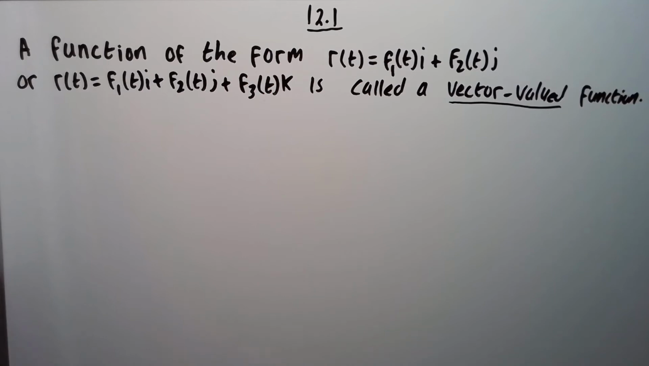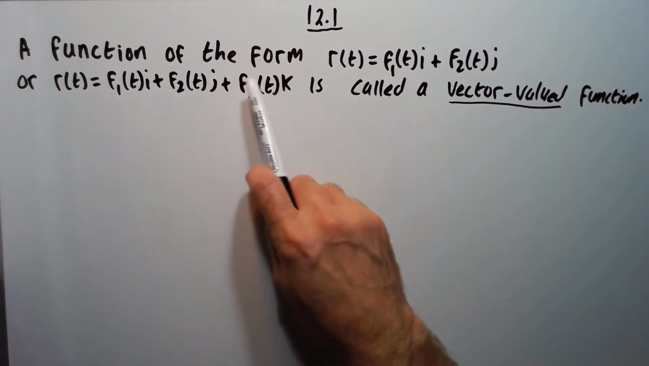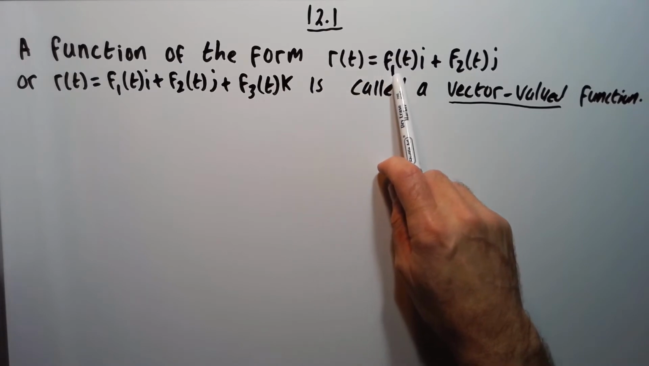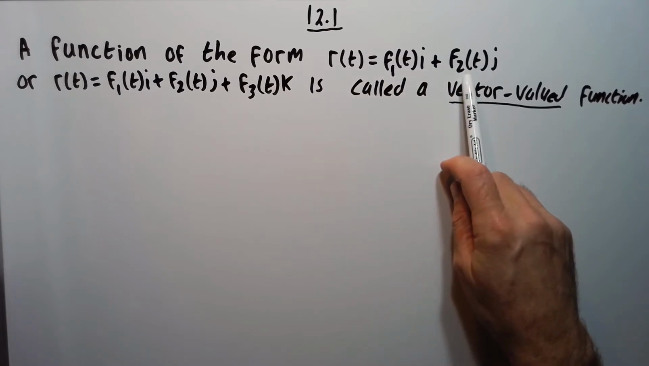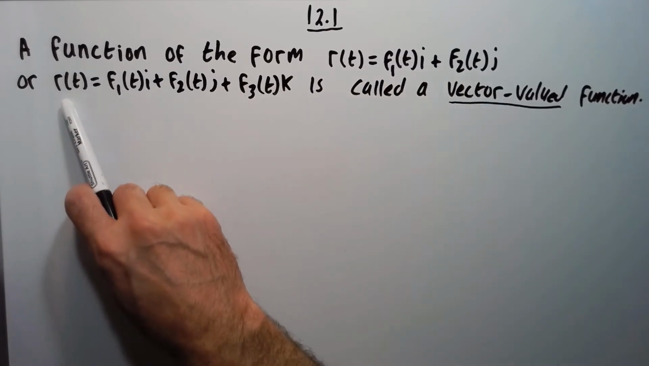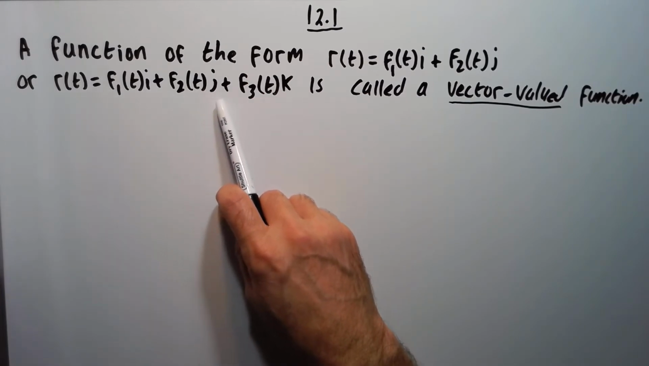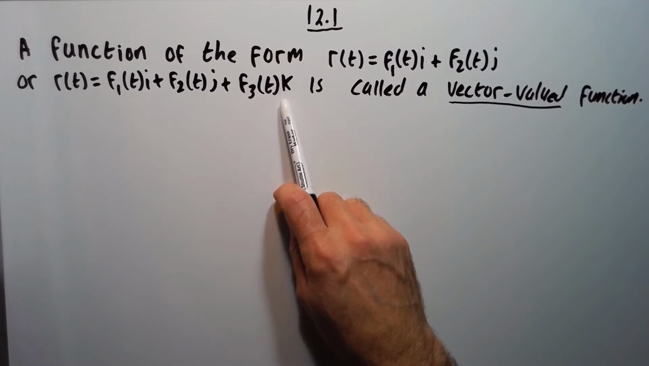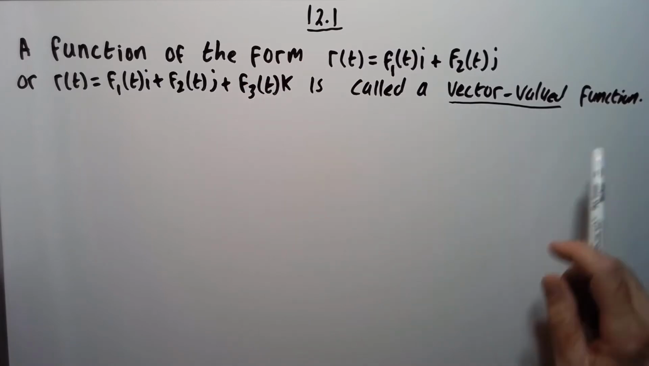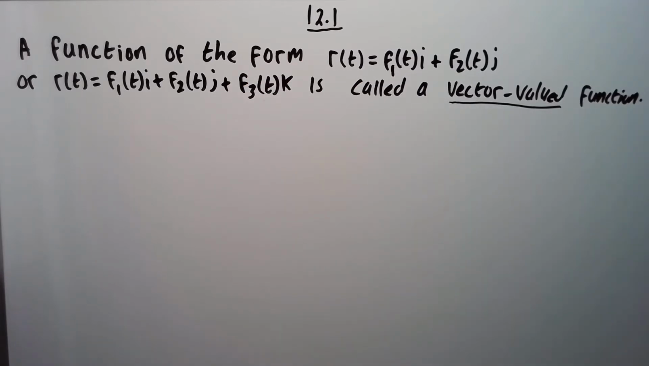Okay, so let's do 12.1. A function of the form r of t equals f1(t)i plus f2(t)j, or r of t equals f1(t)i plus f2(t)j plus f3(t)k, is called a vector valued function. So let's look at an example.